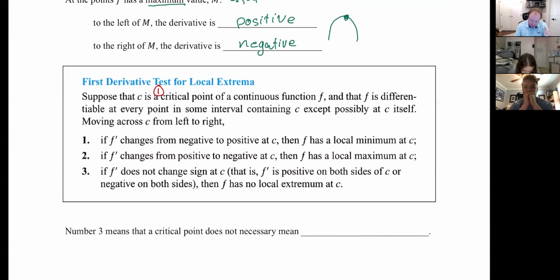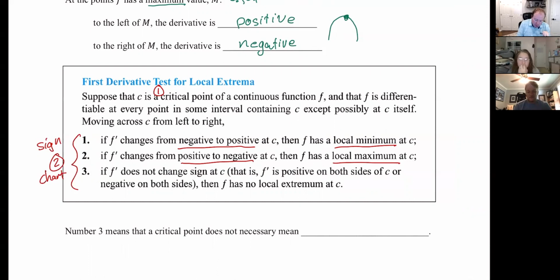So we're going to look at the critical point. Then we'll do a quick comparison. This is where we essentially make that sign chart. If you switch from negative to positive, that is to say you're decreasing to increasing, you have a local min. Positive to negative, that's where you have a local max. And there is also the scenario that the sign doesn't change. This is where there's actually no local extrema right here.